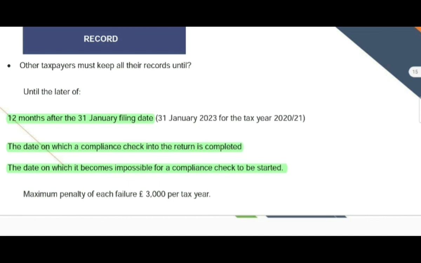And the maximum penalty for each failure is £3,000 per tax year. So this is part 1 of our lecture on tax administration. In the next part, we will consider further payments on account and so on.